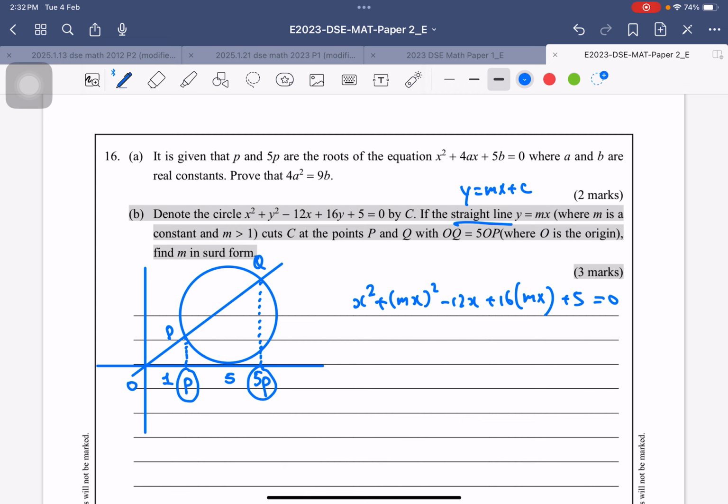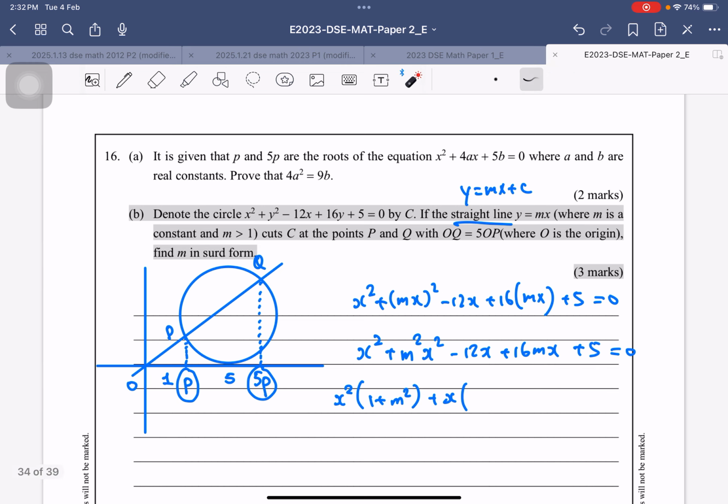So I expand this bracket. We have x squared plus m squared x squared minus 12x plus 16mx plus 5 equal to 0. Now I can take out the x squared as the common factor. And then plus, I take out x, so we have 16m minus 12, plus 5 equal to 0.